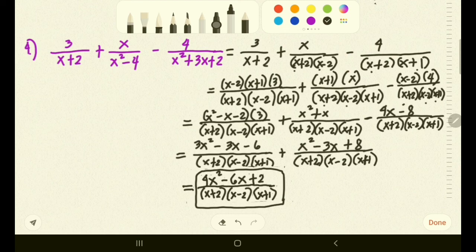That is all about adding and subtracting dissimilar rational algebraic expressions. Always remember, you first change the dissimilar RAEs into similar RAEs so that you can add and subtract the numerators.